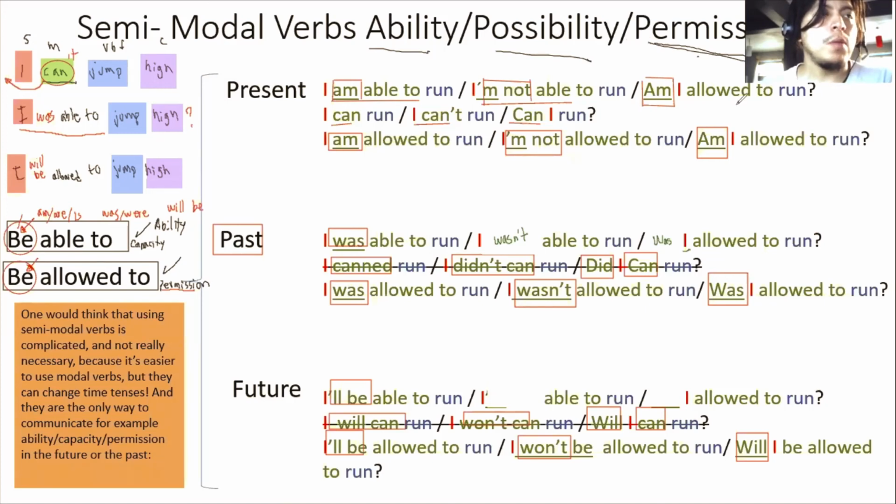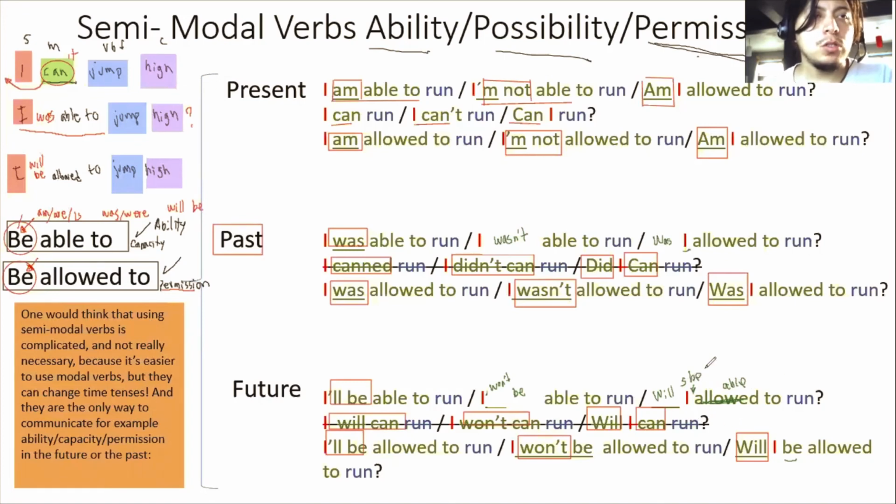To use this semi-modal verb in the future, if you want to make it negative, you say won't be. I won't be able to run. I won't be allowed to run. If you want to make a question, only the will changes positions with the subject. Will I, and then will I be allowed to run? Will I be able to run? In this case, this was able. Will I be able to run?